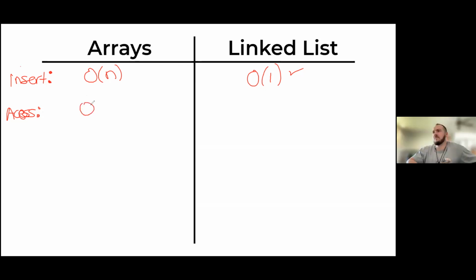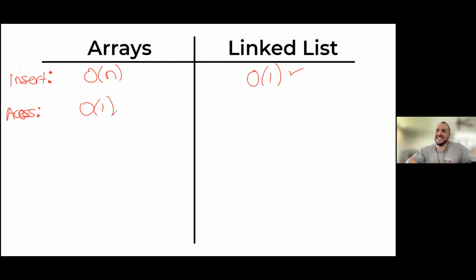O of n. Not for an array. Remember, it already knows where it is. O of 1. Does that make sense why it would be O of 1 and not O of n? Because it can instantly get to, let's say, the 5th item because it knows where the 5th item is because it's continuously stored. Does that make sense?